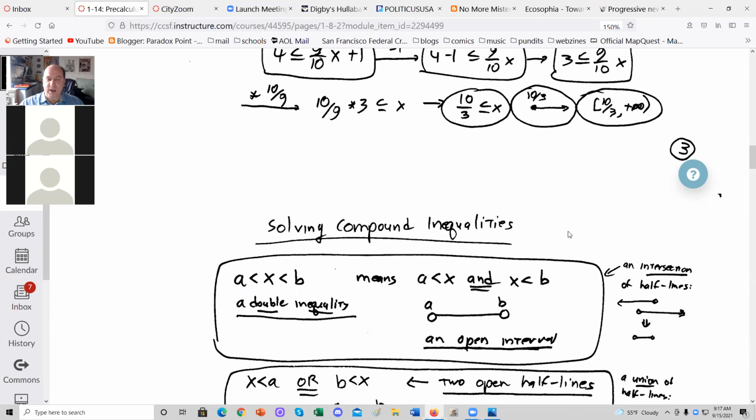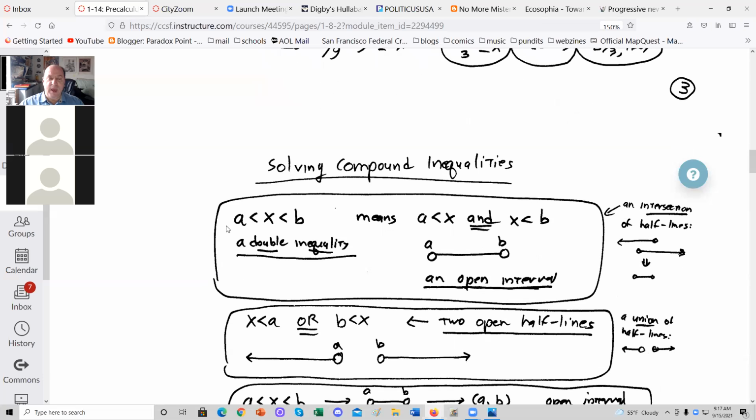Now you also have what are called compound inequalities, open intervals. So a less than x less than b means a is less than x and x is less than b. So x is between a and b. Or you can think of it as where two half lines intersect. This is called an open interval.